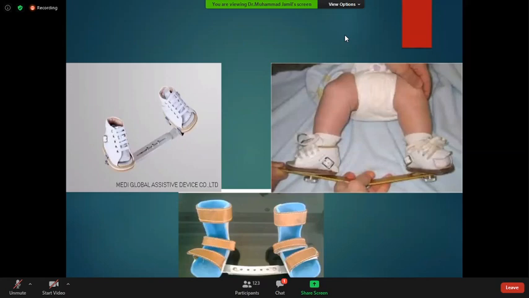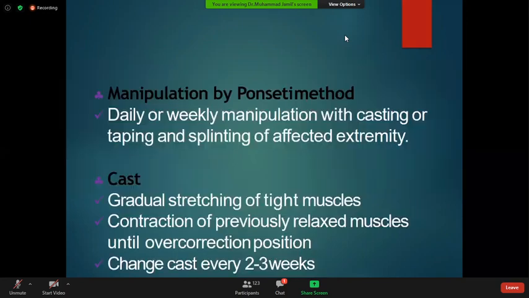This is the picture of the Dennis Brown shoes. Okay, this is the bar and these are the shoes. So this bar keeps the foot in abduction. The foot abduction also maintains the rotation of the foot so that we maintain the corrected foot in normal position. Okay. Now the standard treatment of the clubfoot is the manipulation by the Ponseti method. What is the Ponseti method?